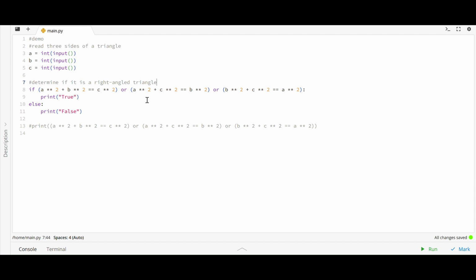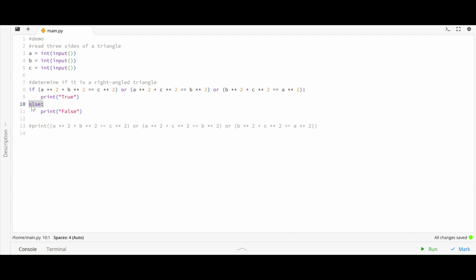We know that one of the properties of a right angle triangle is that the sum of the squares of the two legs is equal to the square of the hypotenuse. So we're going to use this property to determine whether it is a right angle triangle. And we list out all three situations here, which is C being the hypotenuse, and B being the hypotenuse, and A being the hypotenuse. If one of these three expressions is true, then it is a right angle triangle.